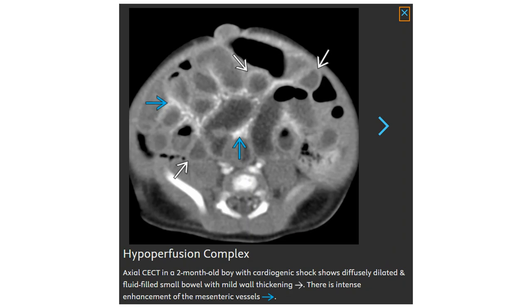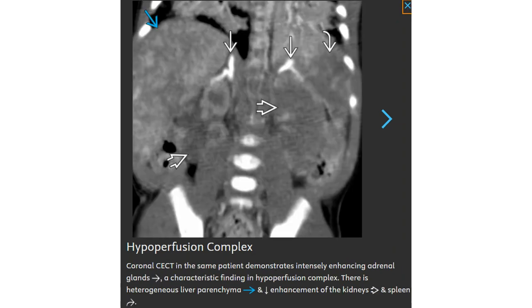Contrast enhanced CT in a 2-month-old boy with cardiogenic shock shows diffusely fluid-filled small bowel with mild wall thickening. There is intense enhancement of the mesenteric vessels. Contrast enhanced CT in the same patient demonstrates intensely enhancing adrenal glands, a characteristic finding in hypoperfusion complex. There is a heterogeneous liver parenchyma and decreased enhancement of the kidney and spleen.